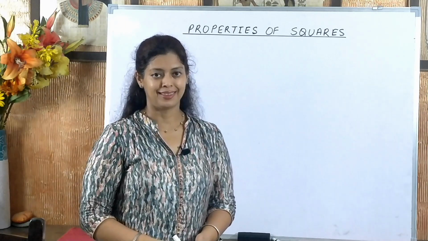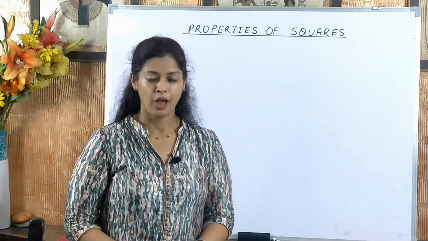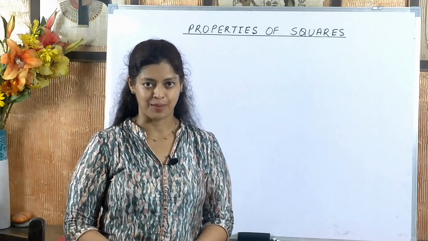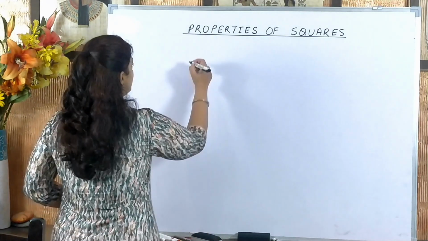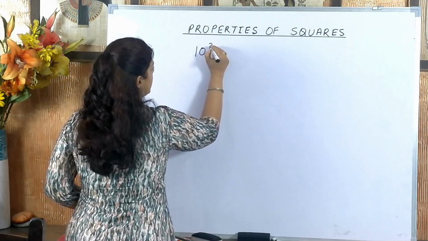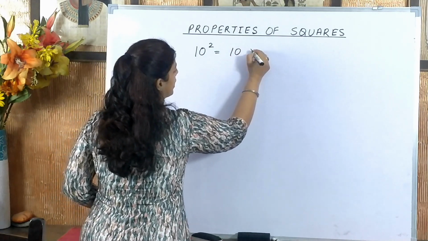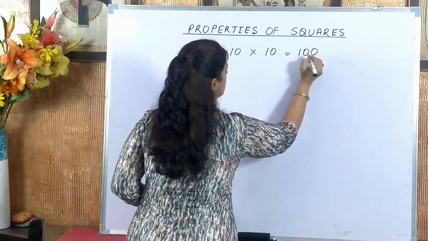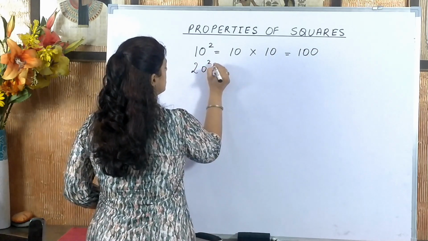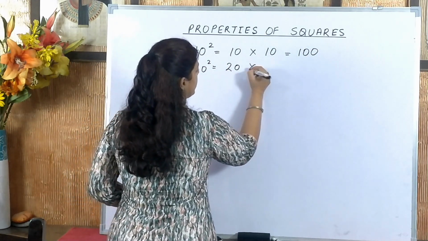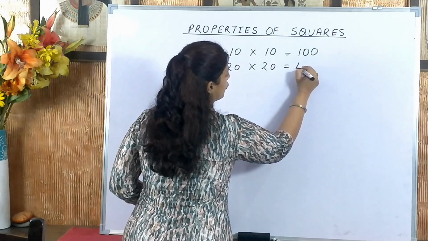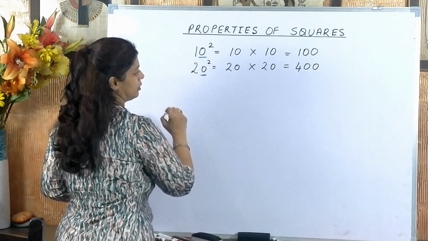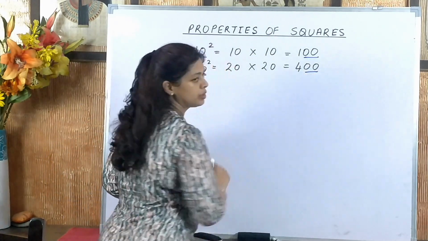Now let us consider the numbers ending in 0. We will see what happens to the number of zeros when we square such numbers. For example, if I take 10, 10 square is 10 multiplied by 10, which is equal to 100. 20 square is 20 multiplied by 20, which is equal to 400. So if the original number ends in 1 zero, the square ends in 2 zeros.